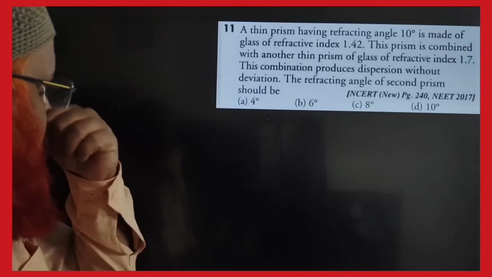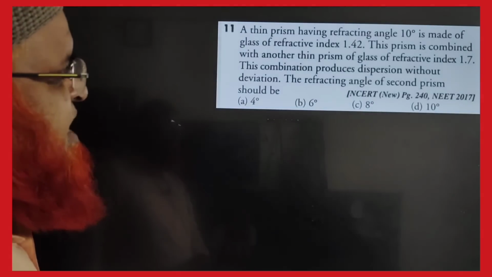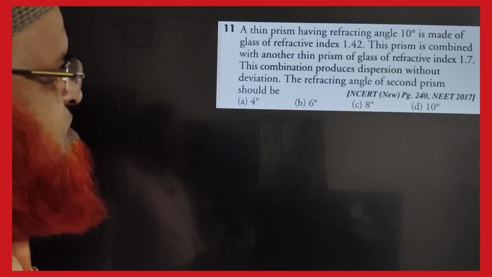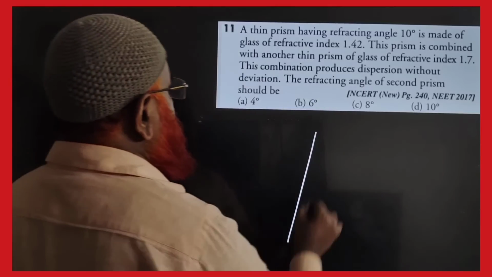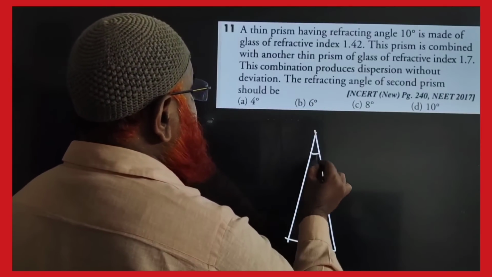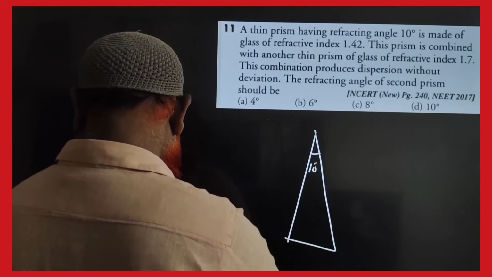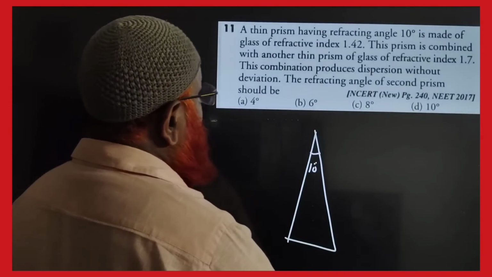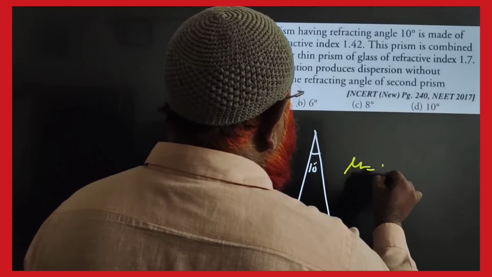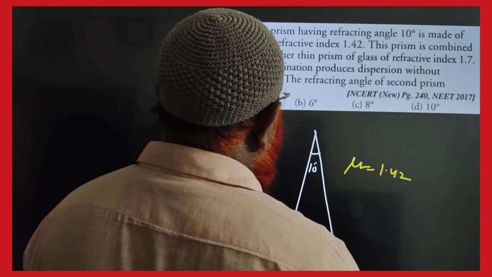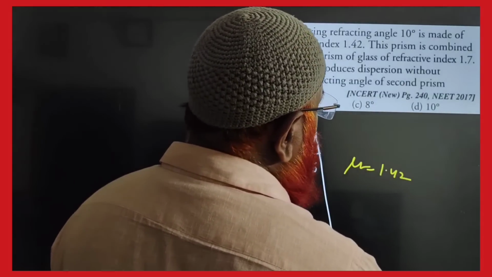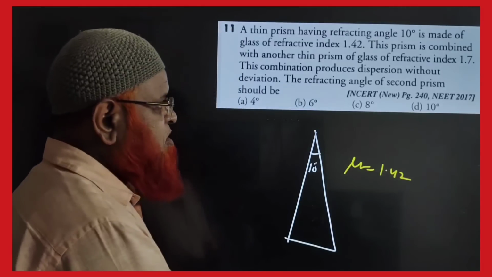Here, a glass prism has a refracting angle of how much? 10 degrees. A thin glass prism with a refracting angle of 10 degrees. And what else? Refractive index is 1.42. It is combined with another glass prism, so two glass prisms, and the formula will change.